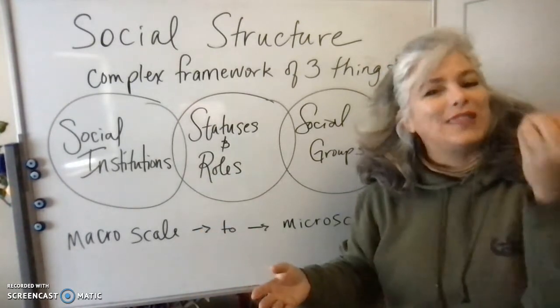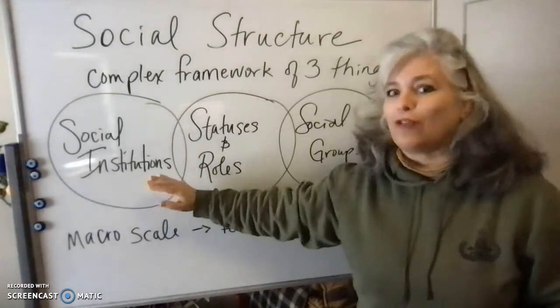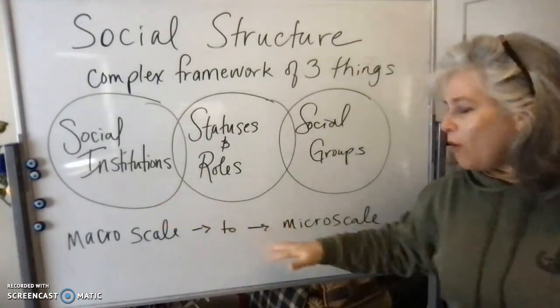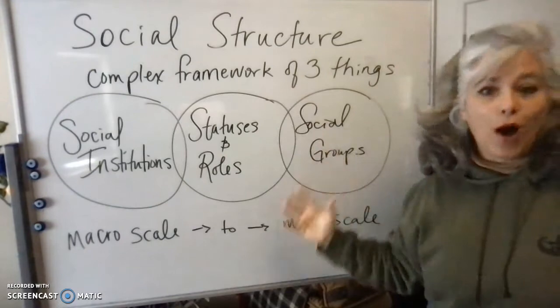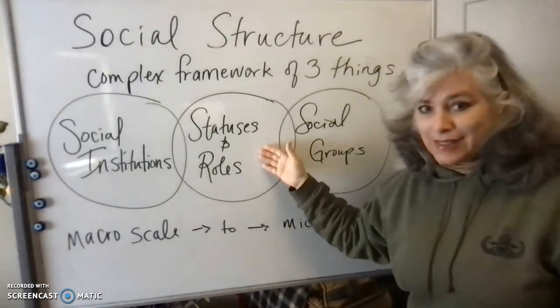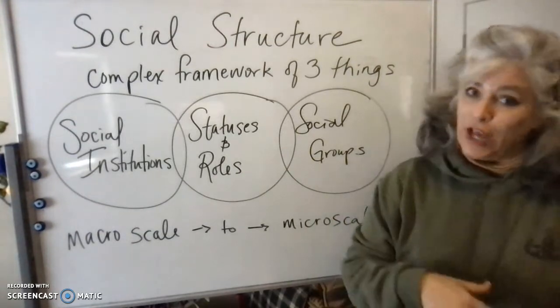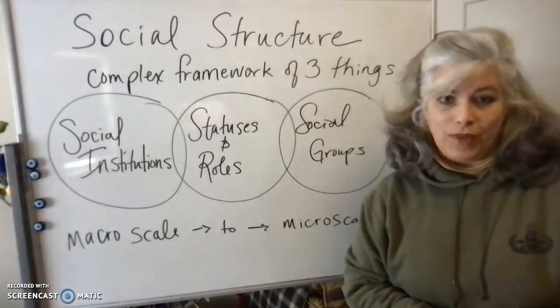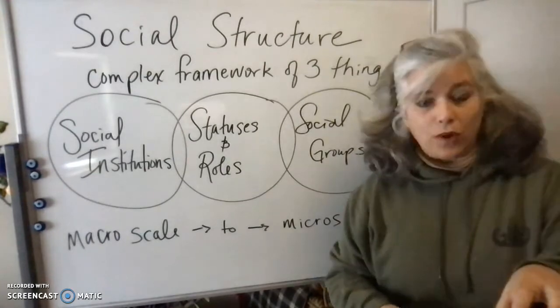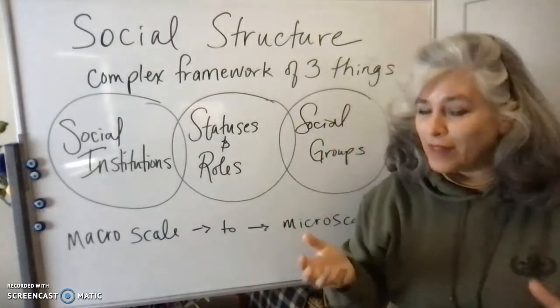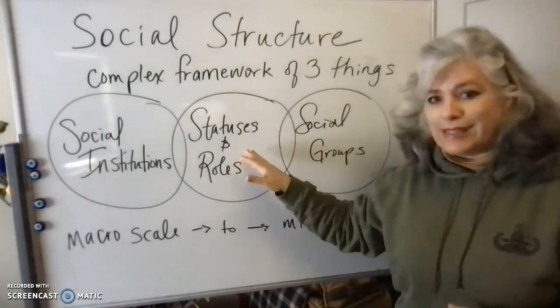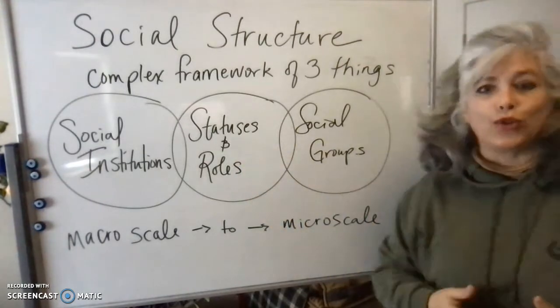But there's more to society than merely the macro level. And therefore, we need to look at the other components of social structure, statuses and roles, and also social groups. And that's what chapter 4 and chapter 5 allow us to do. So this is just a very short introduction to what our next couple of lectures are going to be about. We're going to look at statuses and roles, and we're also going to look at social groups.